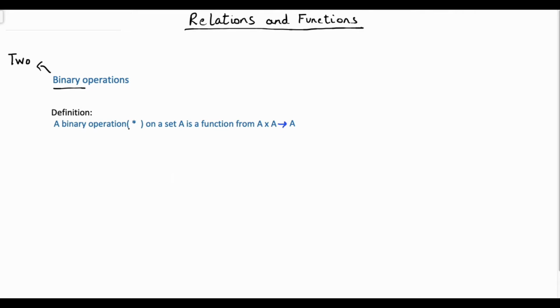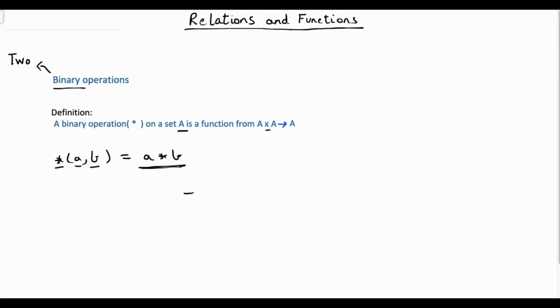A binary operation on a set A is a function from A cross A to A. This is the Cartesian product. This can be written as (a, b) gives a asterisk b. Now a and b should both belong to the set A and even the output should belong to set A. This asterisk symbol can be replaced by any of the binary operators you know, like plus, minus. Since the output should also belong to the set A, you must be a little careful.